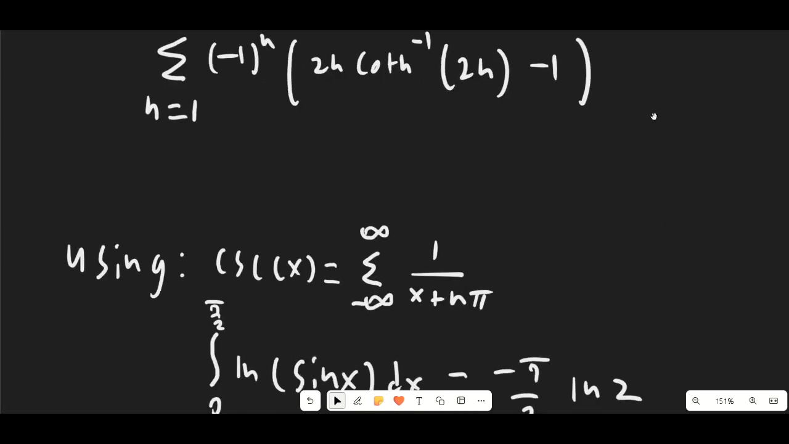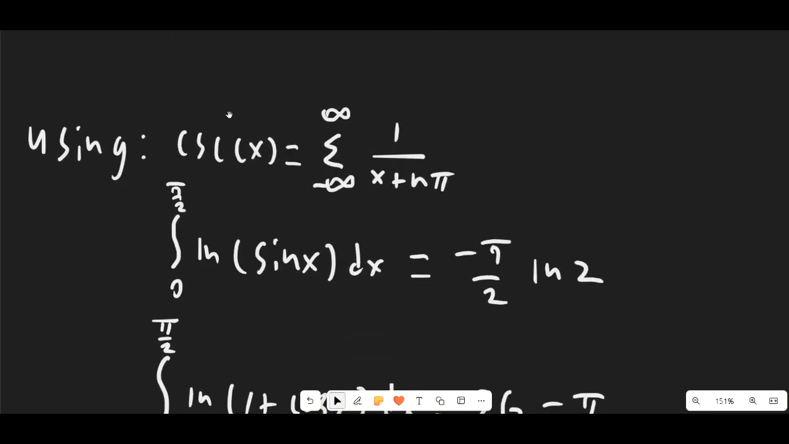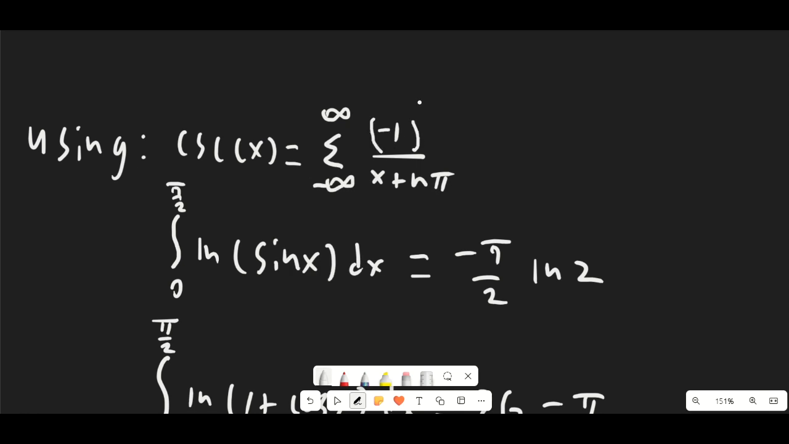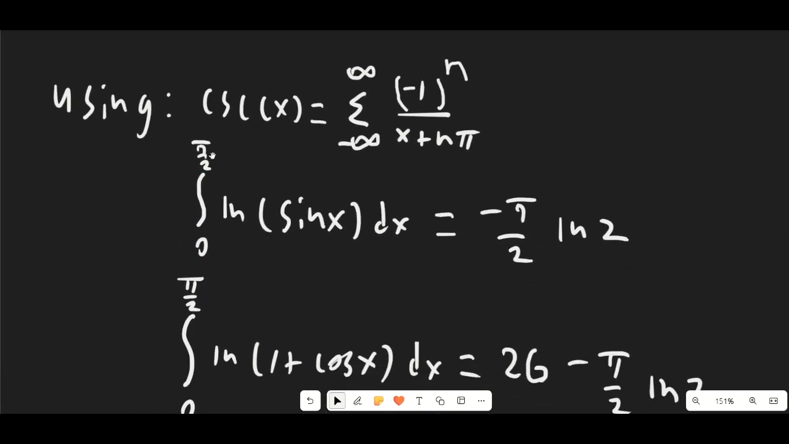So what we're going to use here is a few nice little identities. First, we have the identity for the expansion of cosecant of x, and actually I have it incorrectly right here, so I'll go ahead and fix that. But it's just going to be minus 1 and then all raised to the n power right here. So this is the expansion of cosecant of x, and we're going to use that a lot. Something else we're going to be using is this integral from 0 to pi over 2 of ln sine of x dx, which is equal to negative pi over 2 ln 2.